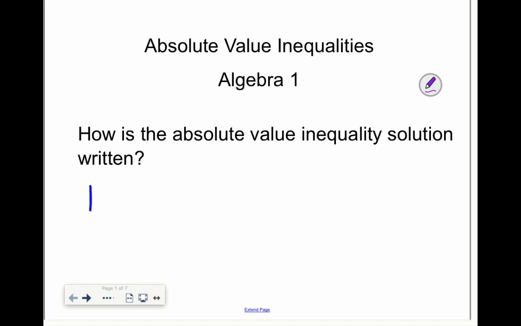Remember, it's just an absolute value. So |3x + 2| would be an absolute value. And this time, you're going to have an inequality sign. So you might have something like less than 4. That's what an absolute value inequality looks like.